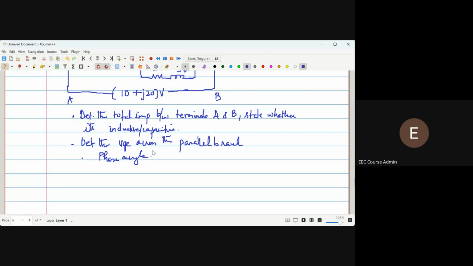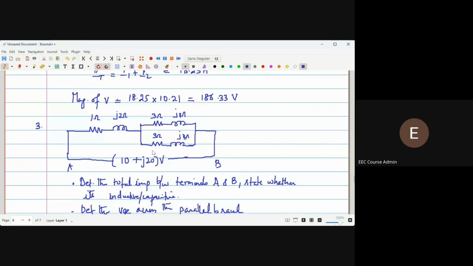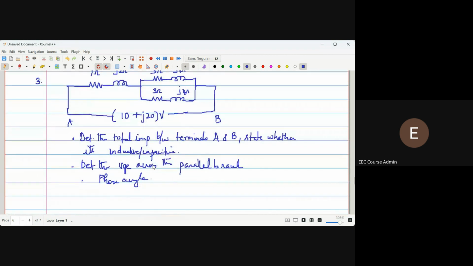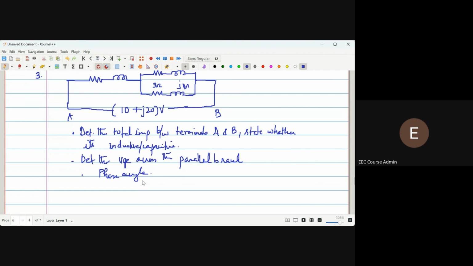So for the series parallel circuit, you have this 1 plus J2 ohm connected in series to this parallel combination, where each of these branches is 3 ohm and J4 ohm in series. Across this, 10 plus J20 volt is applied. You are asked to determine the total impedance between the terminals A and B and state whether it is inductive or capacitive. Then determine the voltage across the parallel branch and the phase angle.